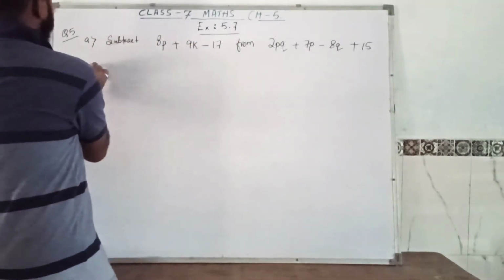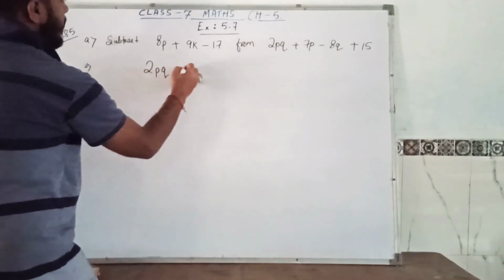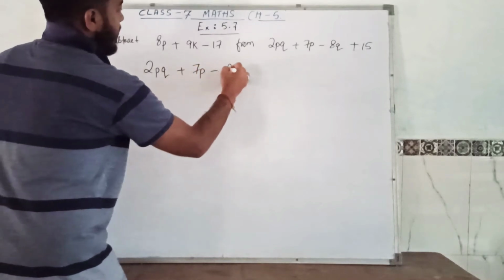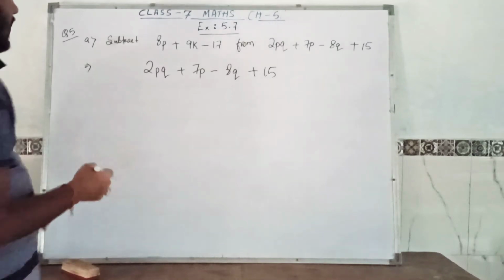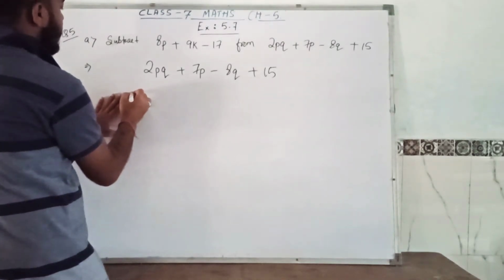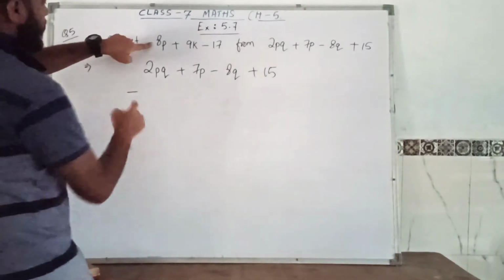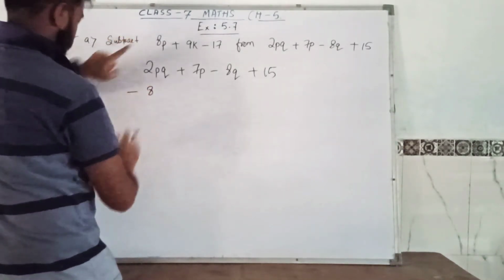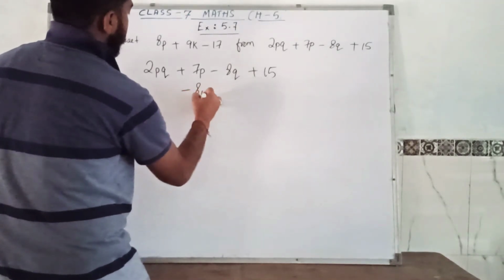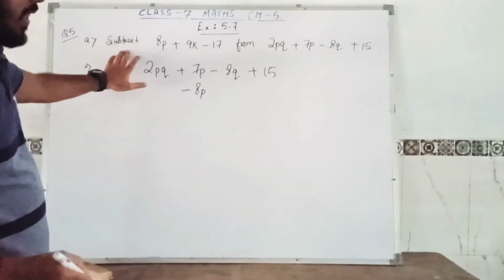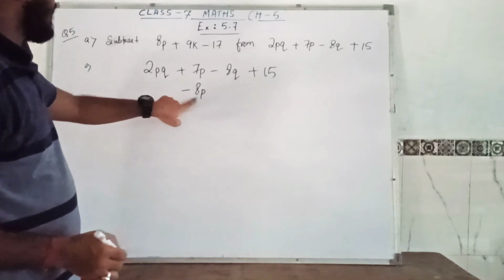So you write the first expression. What is the first expression? The first expression is 2p cube plus 7p minus 8q plus 15. And you have to subtract them, right? So you will put a minus sign here. Minus into plus, minus 8p. Remember, there is a subtraction. That is why this is positive. When you multiply with the subtraction sign, it will become negative 8p.